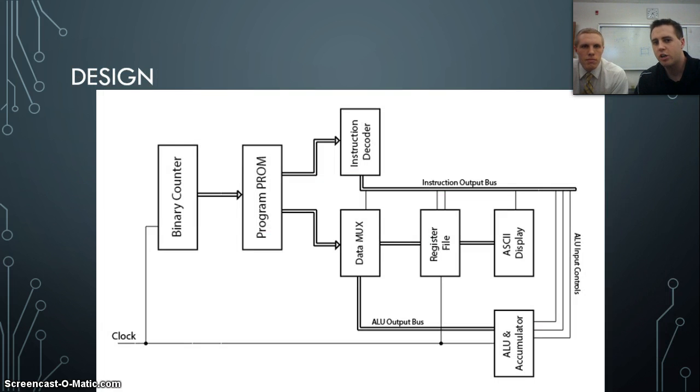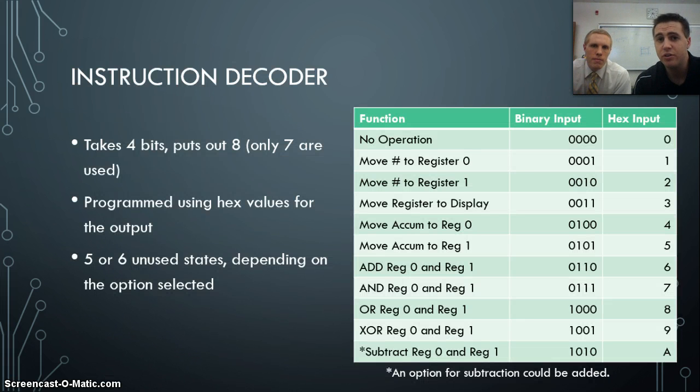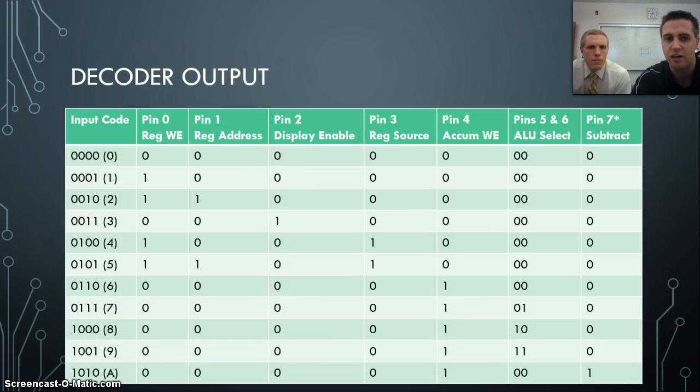So now we have our instruction decoder, and this takes the upper 4 bits from the PROM and puts out 8. There are 8 different outputs that go to different parts of the overall design, and this is on the screen here. This chart shows basically what the inputs are and what the hex input is, and this is what determines what it's going to do. And like Stefan said, there's a total of 10 commands there, and this is the output that it gives.